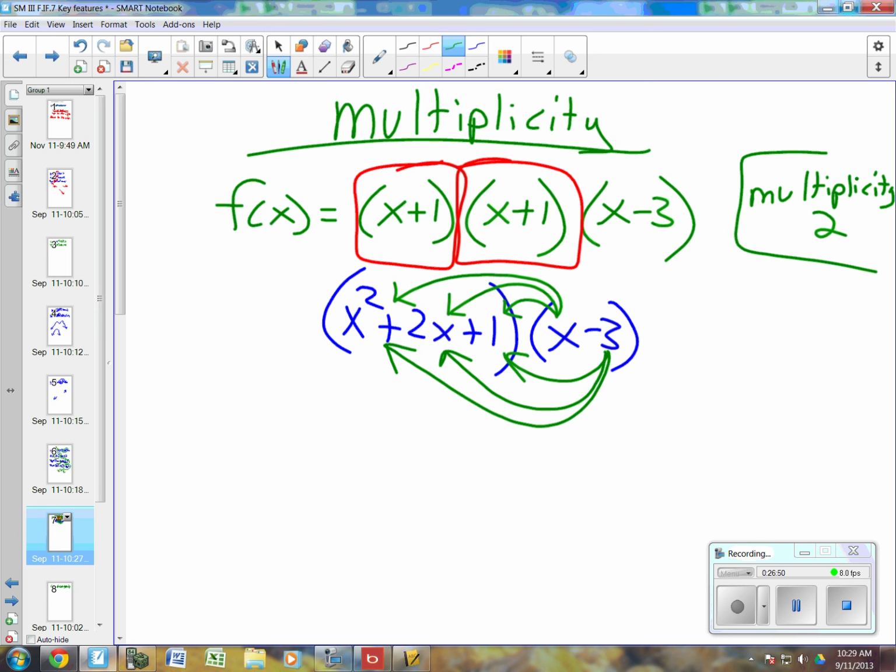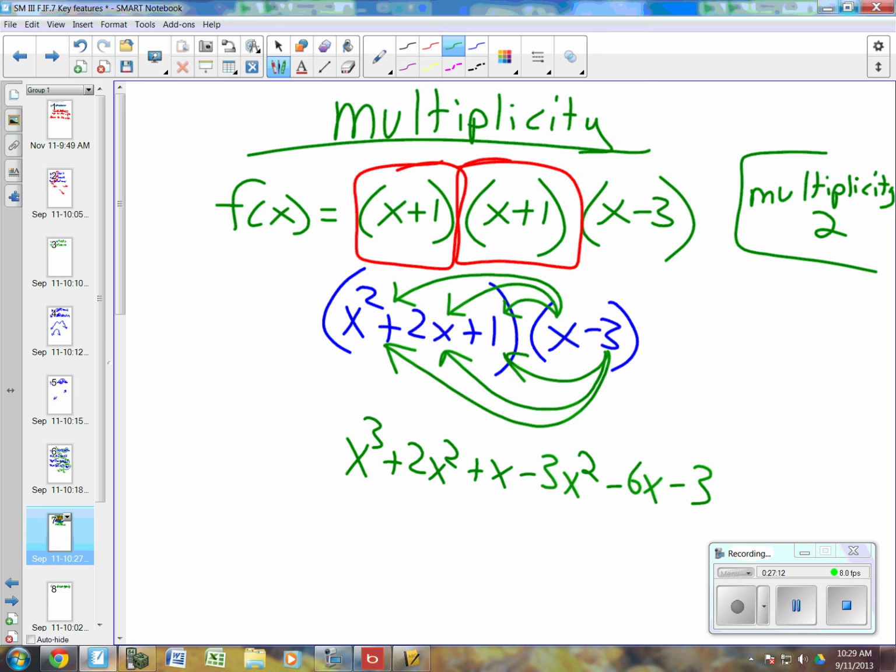So I'm going to multiply the x by the x squared first. x times x squared is x cubed. x times 2x is 2x squared. And x times 1 is x. Then negative 3 times x squared is negative 3x squared. Negative 3 times 2x is negative 6x. And negative 3 times 1 is negative 3.